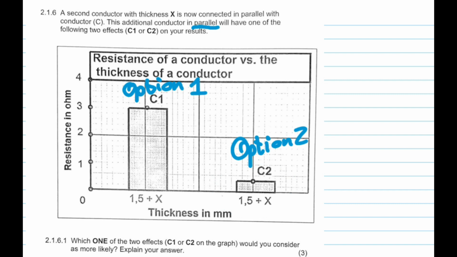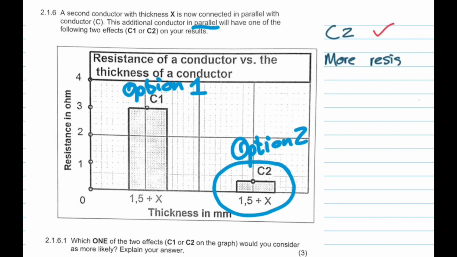Now when you look at this, you would realize that we are actually adding an additional resistor in parallel. That is important because that means that our answer should be option 2. So the answer here should be C2. When you add more resistors in series, you are increasing the resistance. But this particular resistor was added in parallel. Now, if you add more resistors in parallel, you are going to actually decrease the resistance.